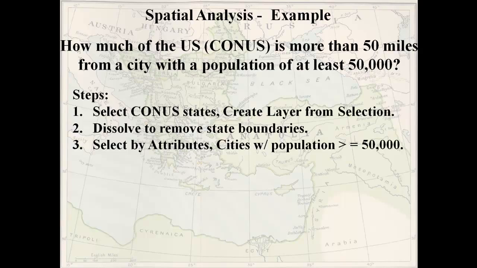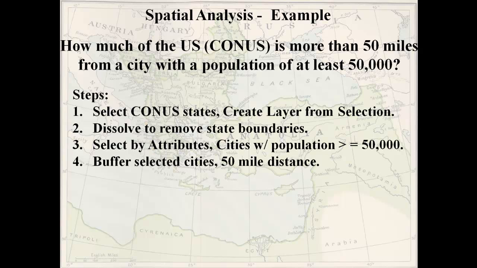So imagine we make a buffer around the cities, a bunch of circles, and then we erase all of those circles from CONUS. What's left is going to be the stuff that's more than 50 miles outside. So more than is usually an erase operation. Within is a buffer operation and a clipping operation. Okay? So what are we going to do?